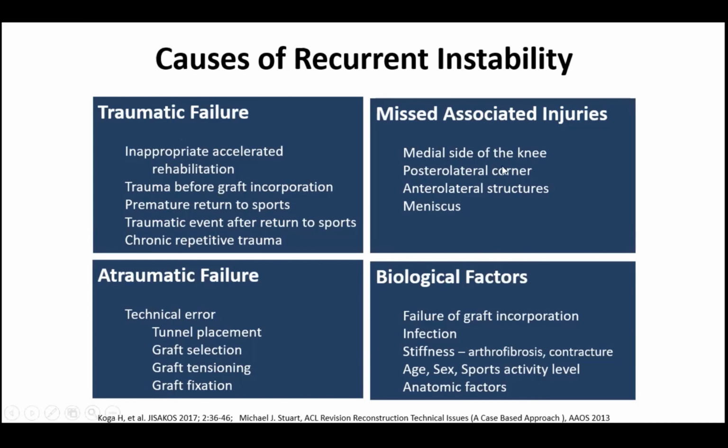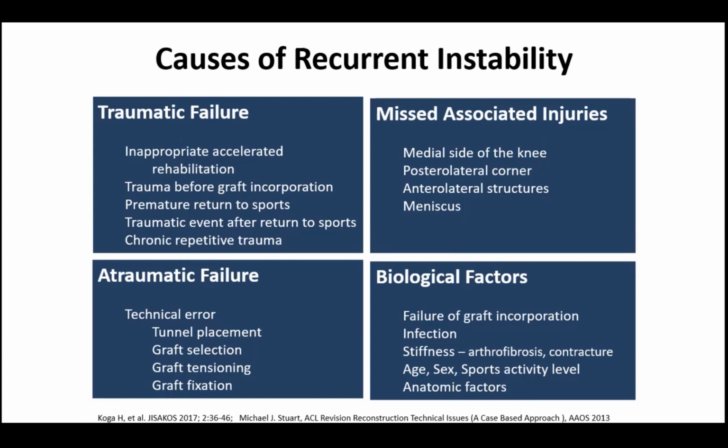The other cause of recurrent instability which cannot be overlooked is associated injury: medial side injury, namely the MCL injury, the posterolateral corner injury, and the anterolateral structures, which are now commonly talked about as the ALL or the Segond's ligament. This is an important component of the ACL, especially when you're talking about revision ACL surgery. Look at it. If you don't look for it, you're not going to find it. Look for the Segond's fracture. Look for the chip fracture on the lateral side.